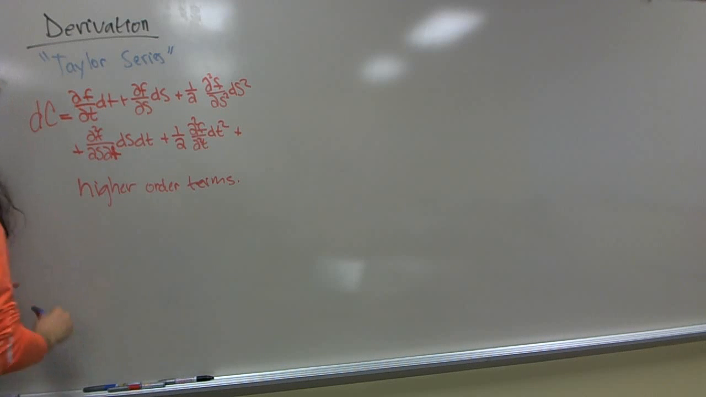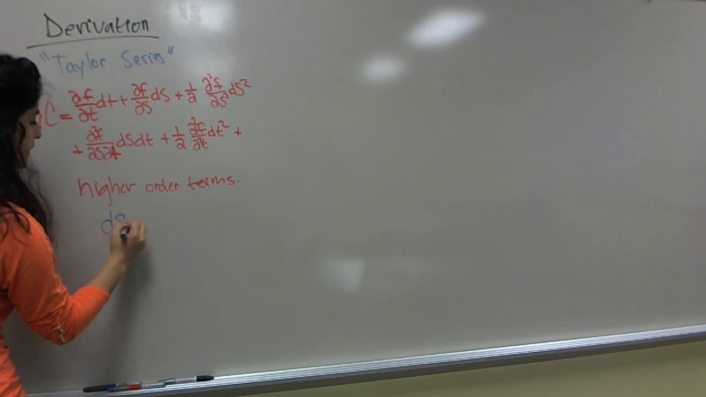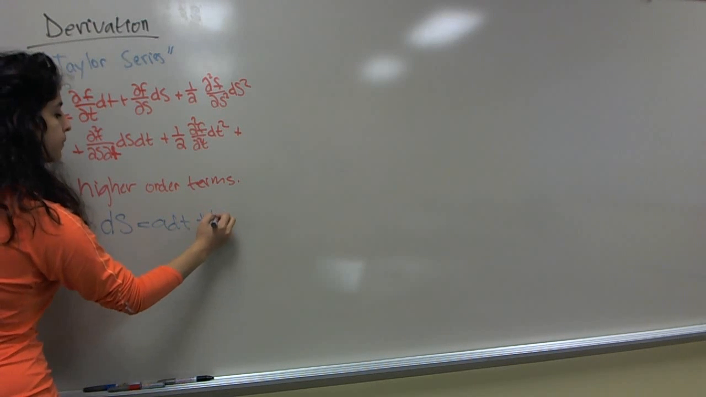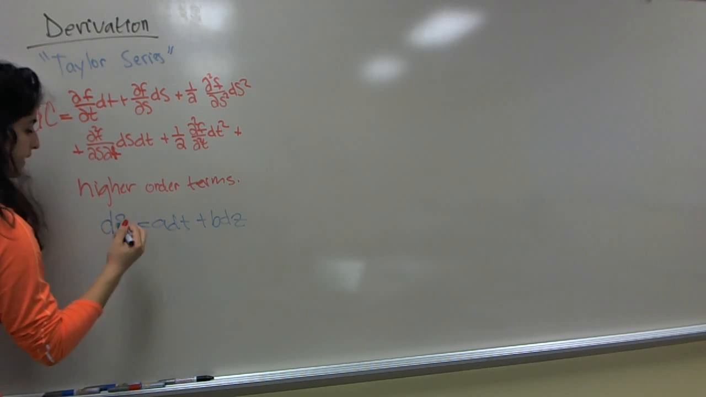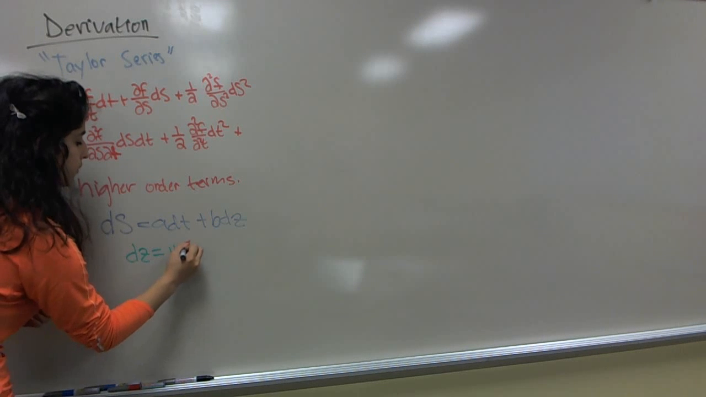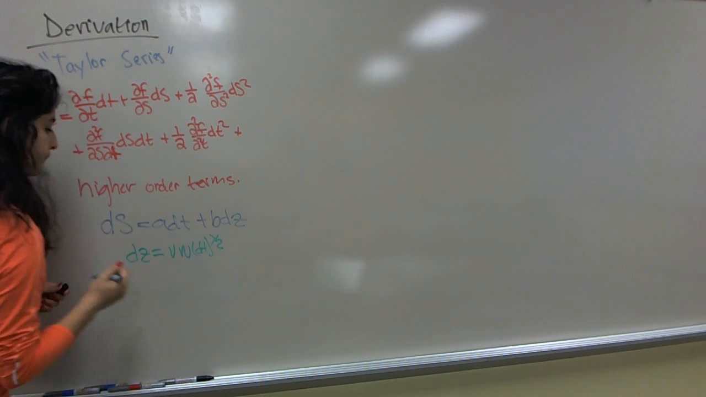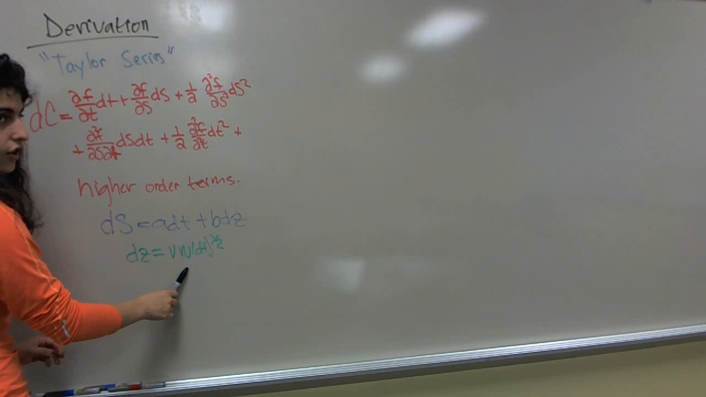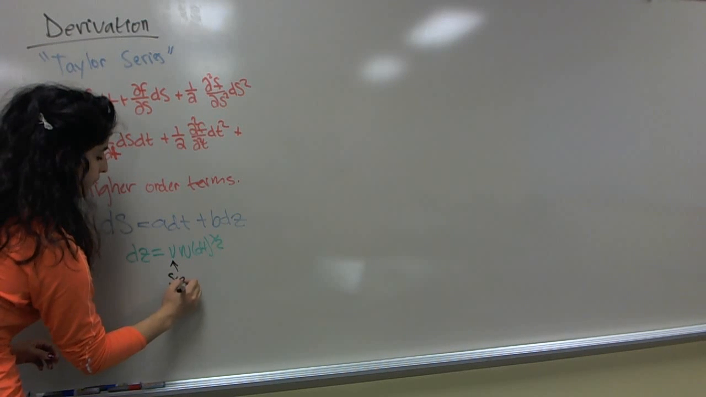However, we can make this easier to understand because we have that dC is equal to A dt plus B dz. And we also know that dz is equal to V times W times dt to the 1/2. And if you remember, W is the standard normal variable, and V is a scalar.